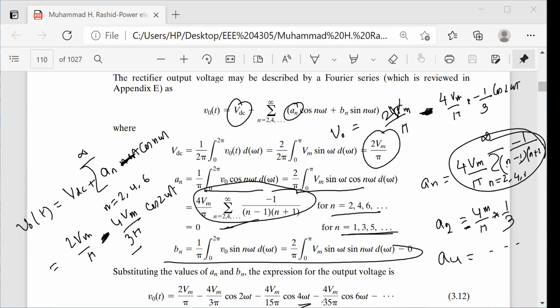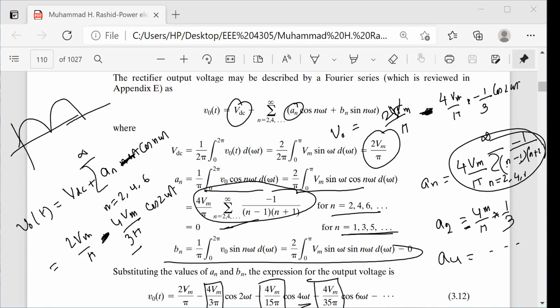So if I ask you what will be the peak value of the second harmonic component, then what will be your answer? This one. This will be the peak value of the fourth harmonic component. This will be the peak value of the sixth harmonic component. You understand? Yes, sir. If I ask you what would be the peak value of the third harmonic for this type of wave? 4Vm by 15 pi.